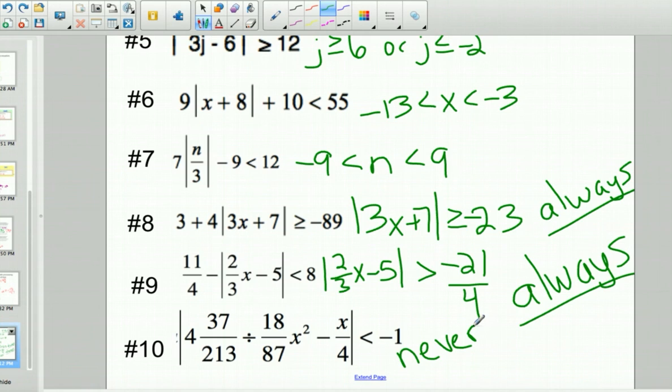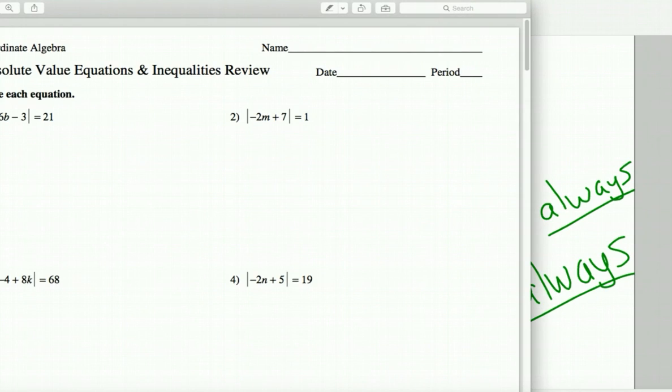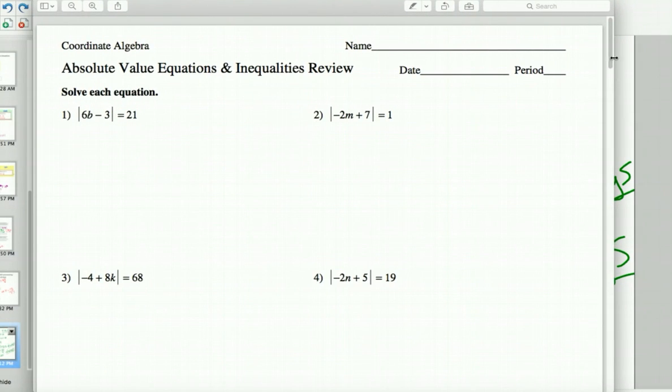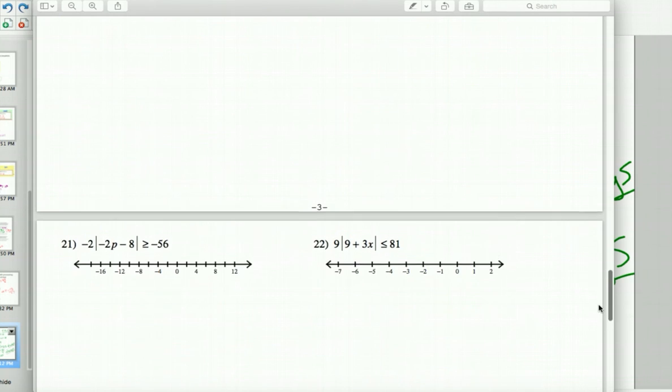And those are your 10 problems, right? So all you can do now, if you finish the slides and you still have some time left, this is your homework. It's on Schoology, and go ahead and do those.